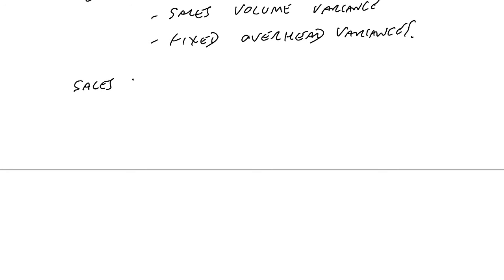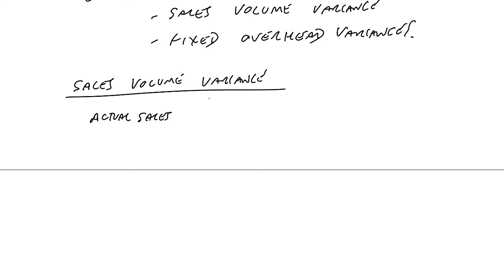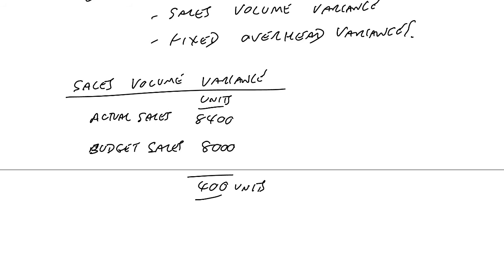First of all, sales volume variance. Sales volume variance is the effect of selling more or less units. If you sell more units, you expect more profit. And so just as before, you compare the actual sales, which were 8,400, with the budget sales, which were 8,000. Well, with absorption costing, we costed it out at standard profit per unit. But profit per unit included this absorption of fixed overheads.